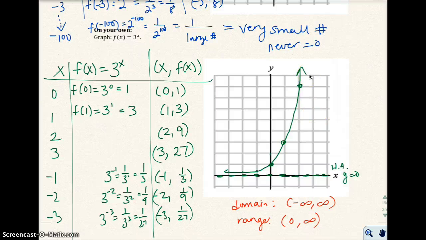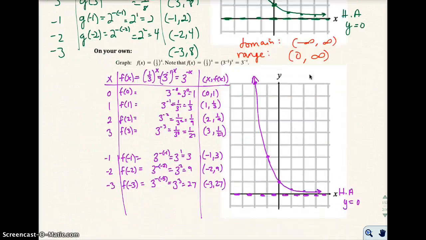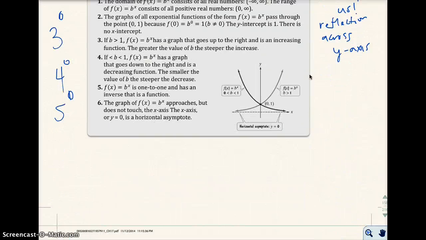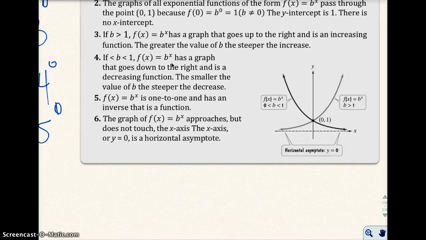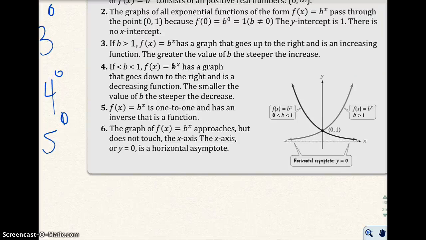Now if the base is less than 1 but still positive, right? I think they mistyped this, or perhaps it should be if it's between 0 and 1, so it's got to be more than 0.